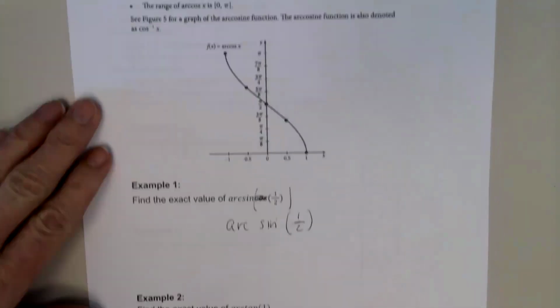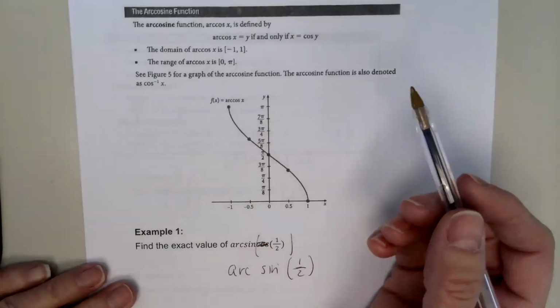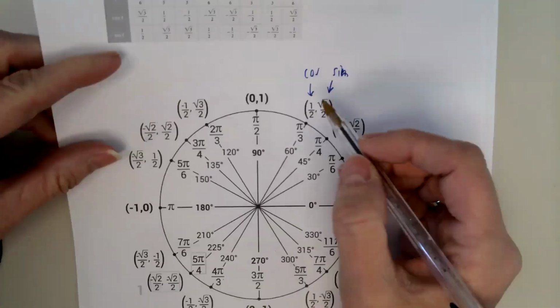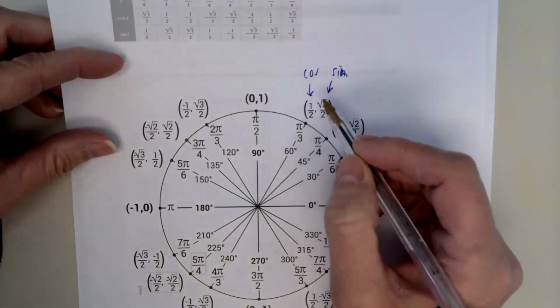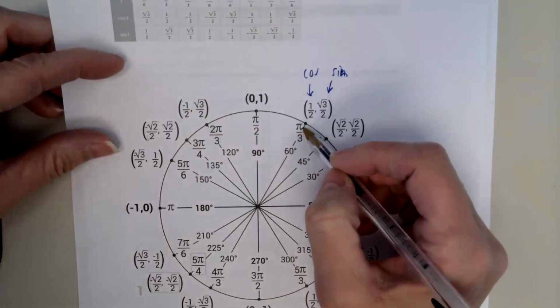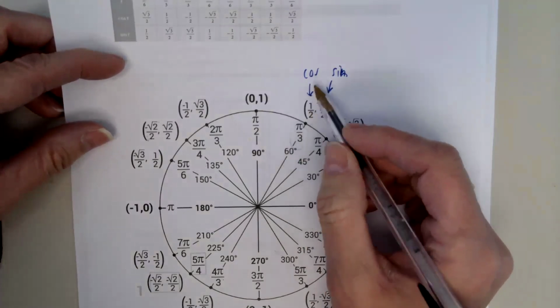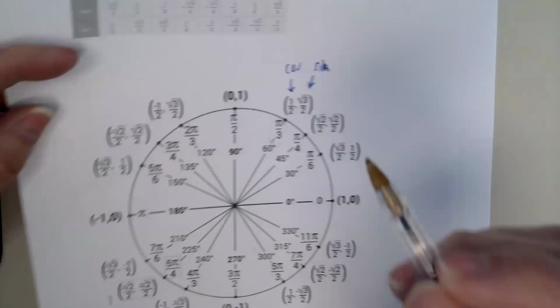And then similarly, arc cosine works in the same way. So it's much easier if we just talk through what it means. If I said, what is the arc cosine of 1/2? I'm really asking myself, what value in radians would produce a 1/2 for cosine? And that would be the cosine of π/3.